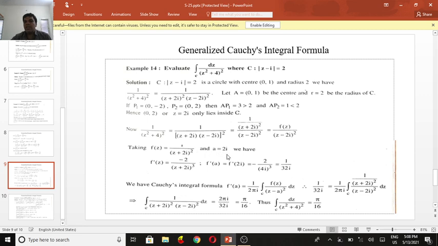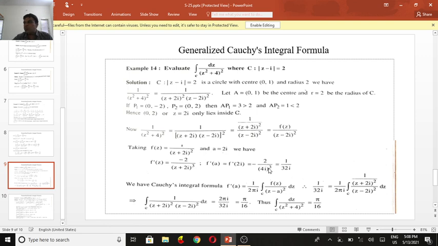And a is 2i. We first differentiate with respect to z. So f dash of z, we get minus 2 divided by (z plus 2i) whole cube. Differentiating with respect to z, the derivative of the numerator over the denominator square gives minus 2 divided by (z plus 2i) whole cube. Replace z by a, where a is 2i, so f dash of 2i equals minus 2 divided by (4i) whole cube.